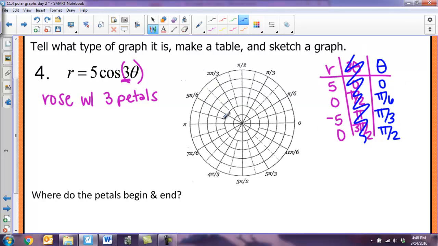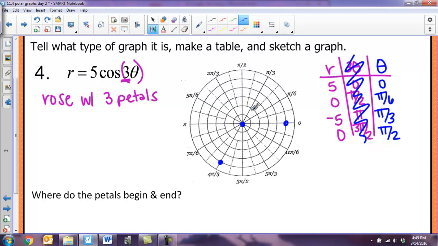So I'm going to have 0, 5. So at the angle 0, I'm going to go out 1, 2, 3, 4, 5. Okay, at pi over 6, it's 0. So at this angle, it's 0. At pi over 3, right here, it's going to be negative 5. So remember, I'm going to have to go backwards: 1, 2, 3, 4, 5. And then at pi over 2, it's 0 again.